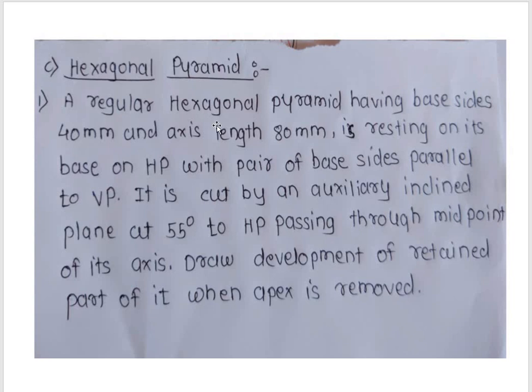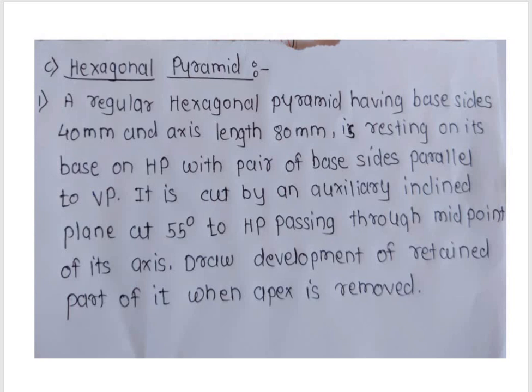Okay, hexagonal pyramid. A hexagonal pyramid having base side 40 mm, axis length 80 mm, is resting on its base on HP with a pair of base sides parallel to VP. It is cut by an auxiliary inclined plane at 55 degrees to HP, passing through the midpoint of its axis. Draw the development of a retained part of it when apex is removed.